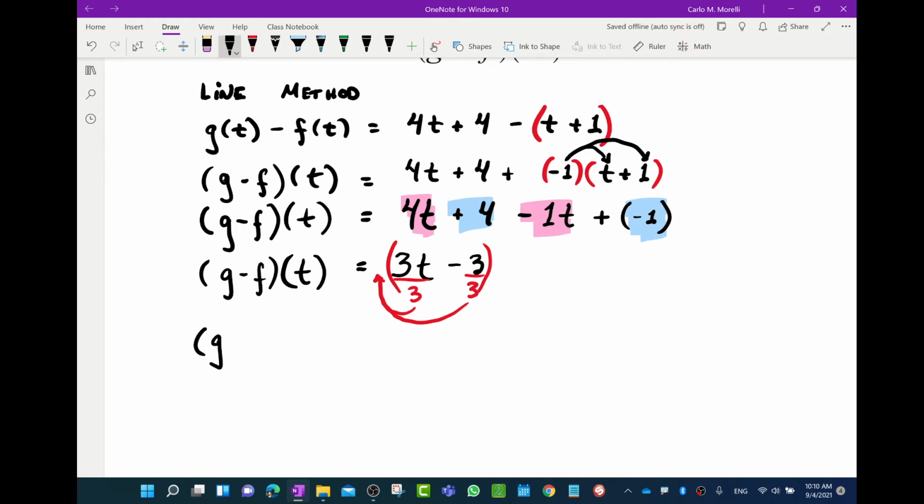So now function g minus function f evaluated at t is now equal to 3 open parentheses t minus 1. Okay? This isn't important right now, but it will be important later that you know how to factor out the greatest common factor. So this would be a step that I would like to see, regardless of whether you use the line method or the stacking method.